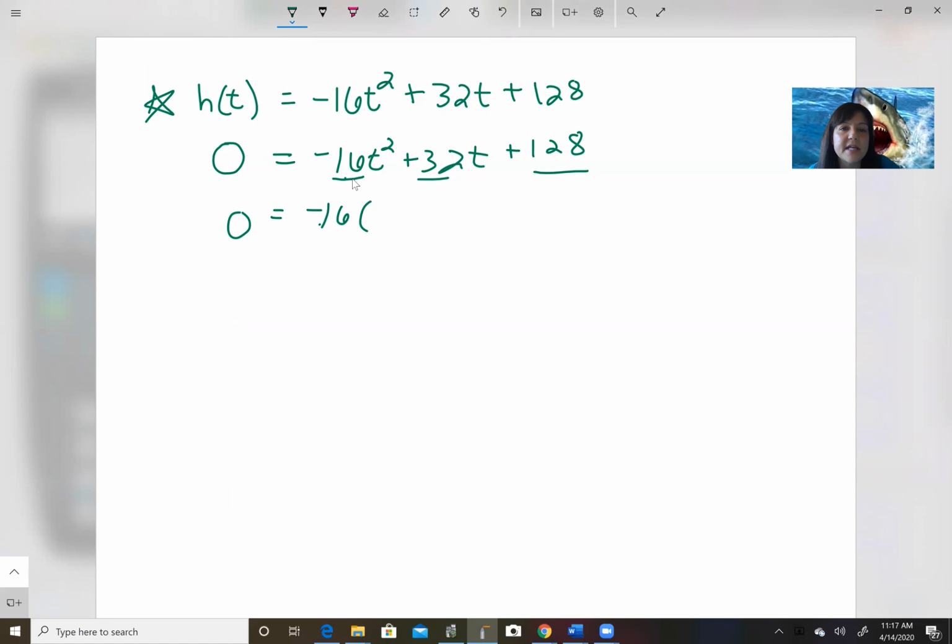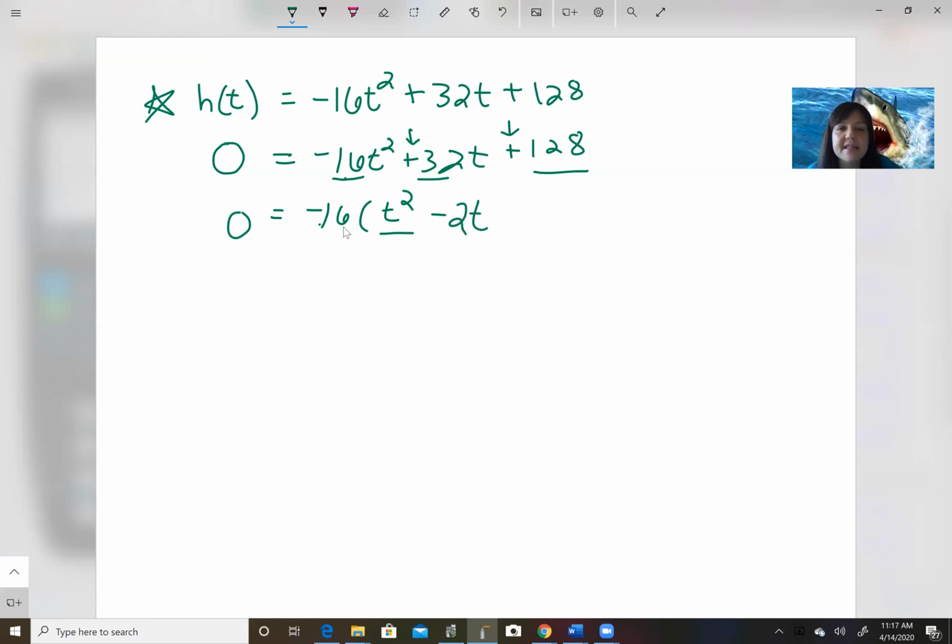So if I factor that out, 16, what I'm looking for on the inside is 16 times what will give me negative 16 squared, and that's just going to be t squared is what's left over. Now this is a tricky part. I took out a negative, so what that's going to do is change both of those positives to be negatives. So it's going to be minus 16 can go into 32 twice, minus 2t.